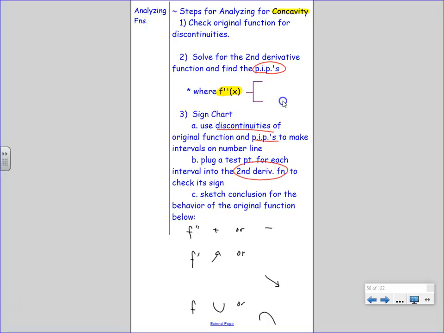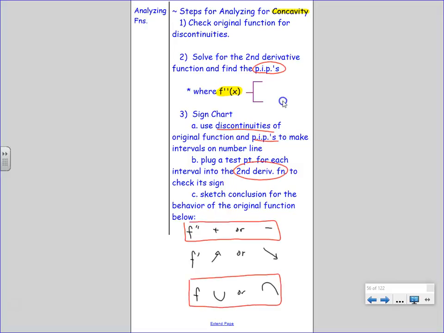Because the positive or negative of the second derivative tells us the increasing or decreasing of whose derivative? Whose first derivative, which is f prime. And then that tells us f's concavity. But these are the two main pieces that we're going to be doing: figuring out where f double prime is positive or negative, and as a result, being able to say that f is concave up or concave down by the concavity test.